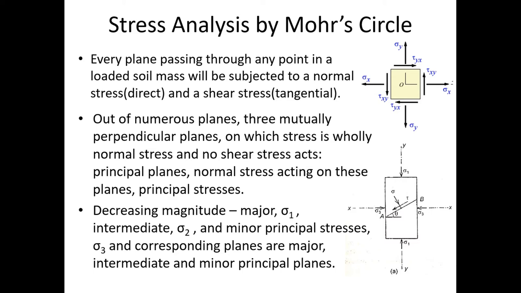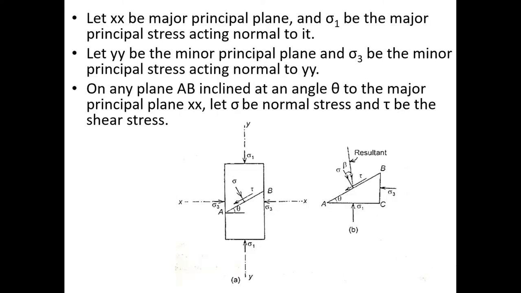Okay, this is my stress system, sigma 1, sigma 3, sigma 1, sigma 3, then plane AB, inclined at an angle theta. On the plane AB, I have normal stress. On the plane AB, I have shear stress. This is my system of stresses as of now. Okay, so imagine that plane AB. Consider that wedge ABC. Okay, I am considering this wedge ABC.